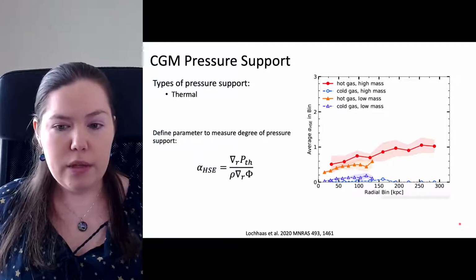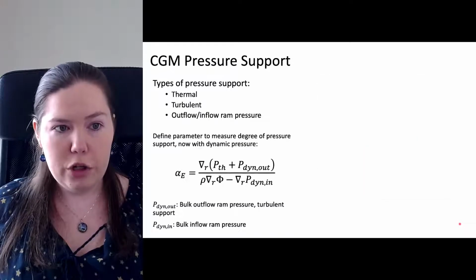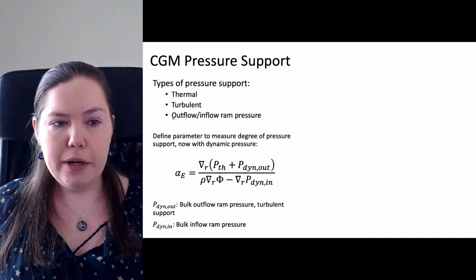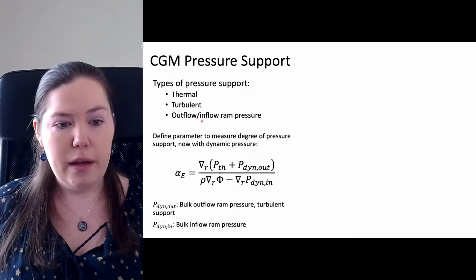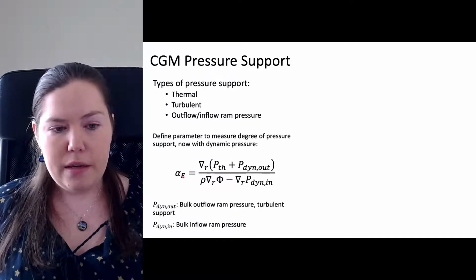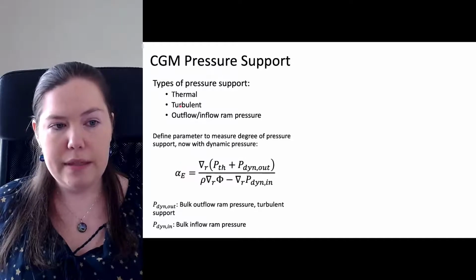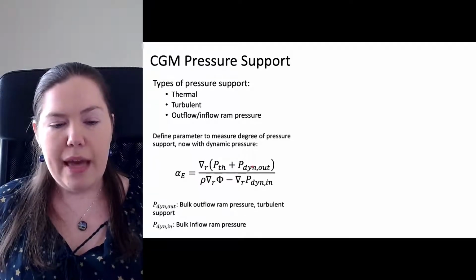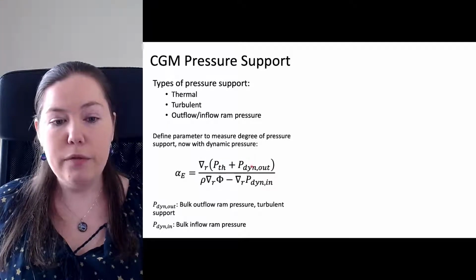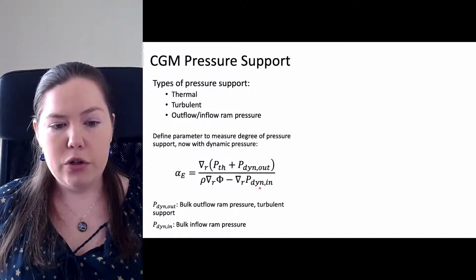Instead, what we actually need is other types of gas pressure support than just the thermal pressure. In particular, we can consider turbulent pressure support and also pressure from outflows and inflows in the form of ram pressure. So now we can define a new parameter, alpha sub E. I've dropped the HSE because this is no longer a hydrostatic solution because we are including these dynamic pressures, where again we have the outward pressures on the top, which is thermal pressure and both turbulent pressure and outflow ram pressure. And then on the bottom, we again have gravity and now inflow ram pressure that acts in the same direction as gravity.